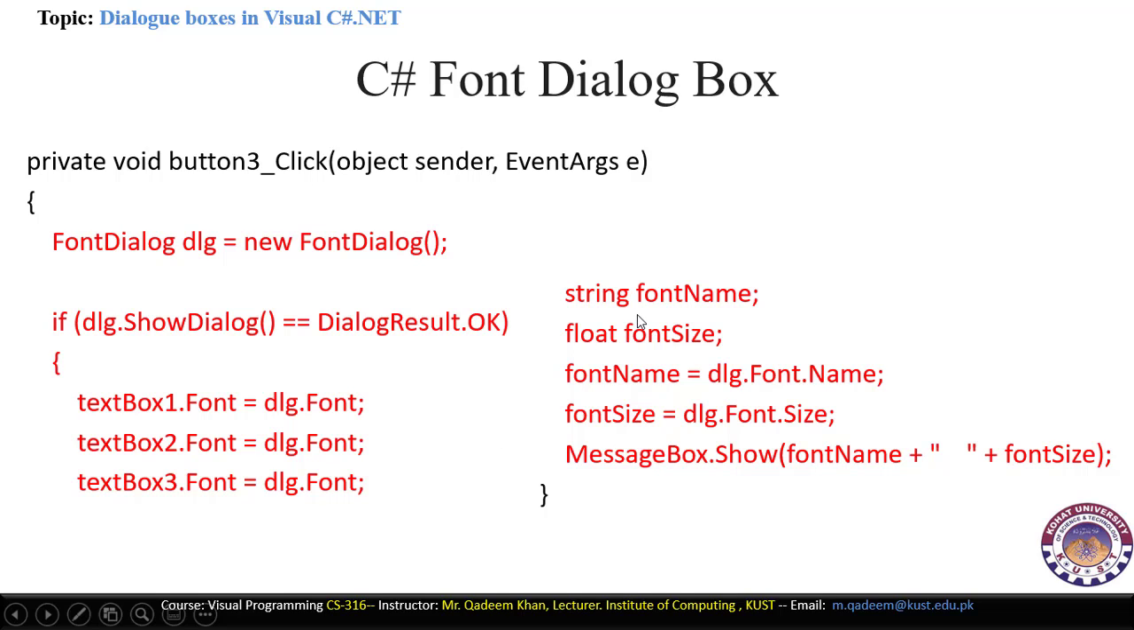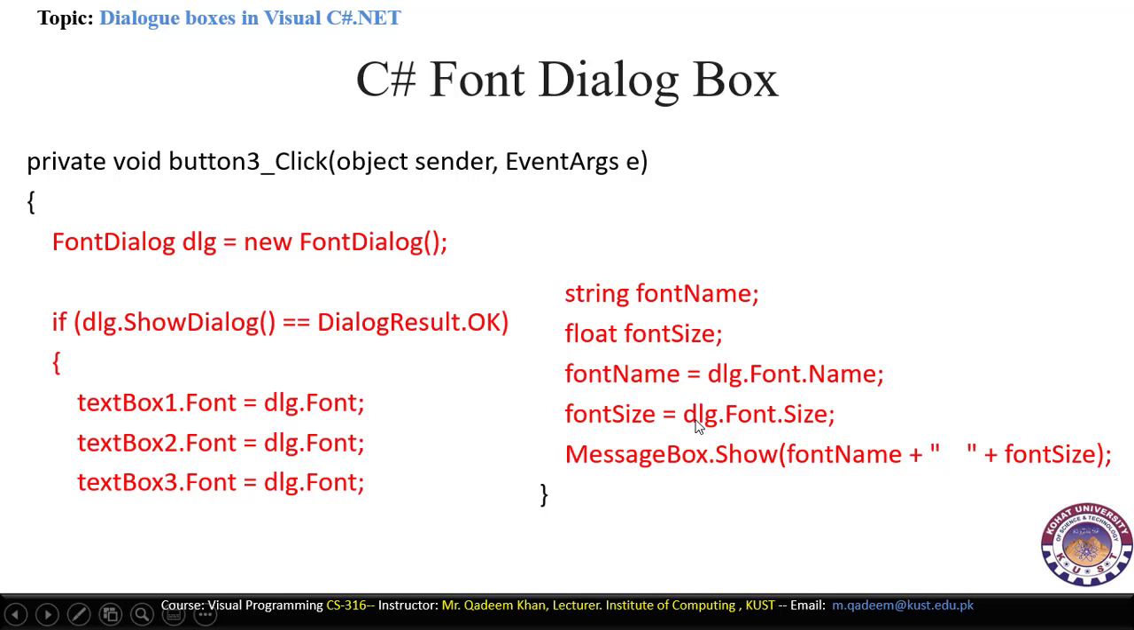Now again, we want to take information about these fonts. So string fontName, float fontSize. Here we have declared the font name of the string data type and we declare the font size of the float data type. Now fontName is equal to dlg.Font.Name. So the font name will be stored in this string variable, which is the fontName variable.